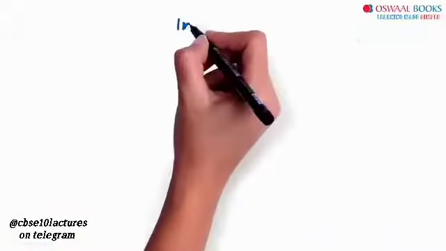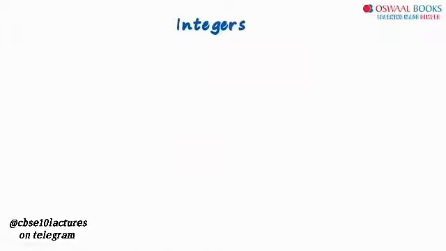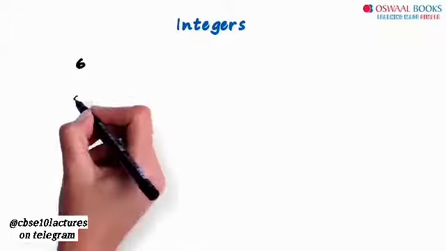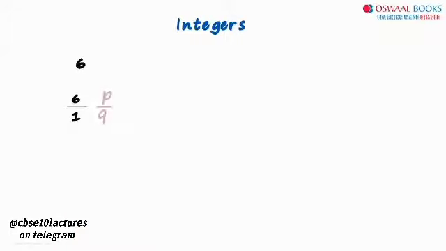What about integers? Are they rational numbers? Consider the integer 6. This is not in the form p by q. Does that mean that 6 is not a rational number? It can be written as 6 by 1. This is in the form of p by q, where p and q are both integers and q is not equal to 0. So 6 is a rational number.